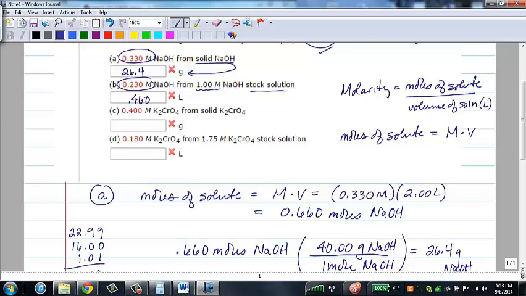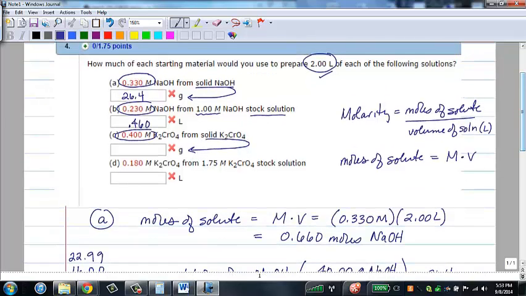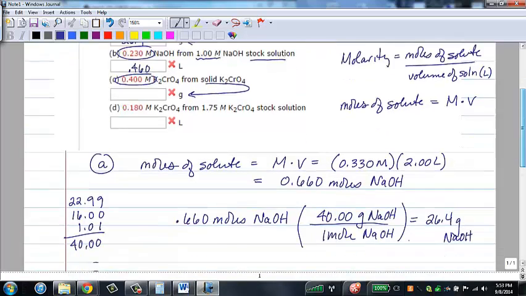The third problem is like the first one. We're going to be making a 0.4 molar K2CrO4 solution, that's potassium chromate, and we'll be making it from solid potassium chromate, as in letter A, where we were making it from solid sodium hydroxide. All 4 of these, again, 2 liters of solution. So this one is very similar to part A.